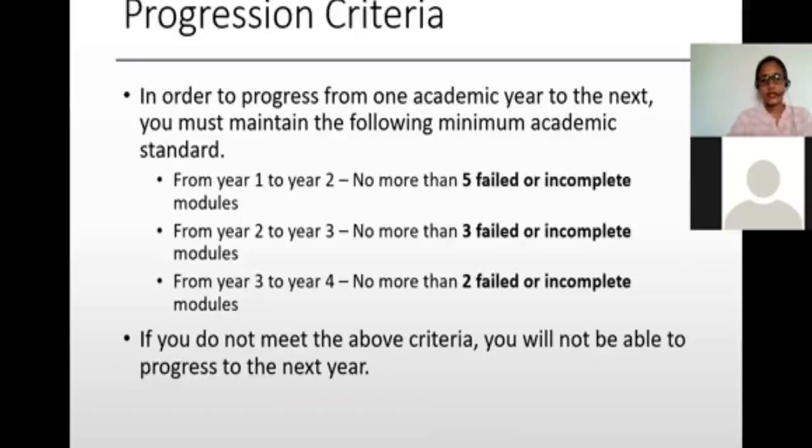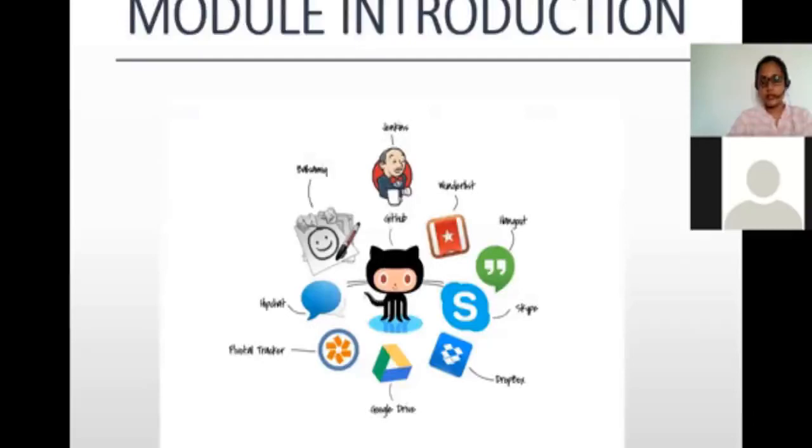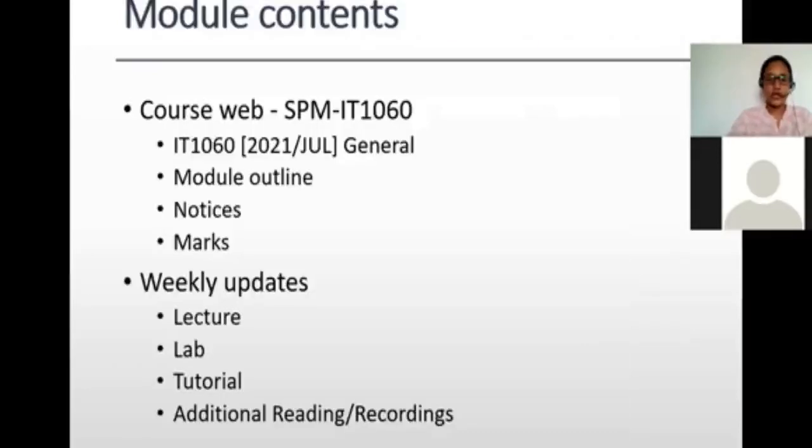So now, these progression criteria you can read later on. We are moving to module introduction, right? Module introduction. Now here we have the course web as I already mentioned. The enrollment key is IT 1060. That is the 2021 July page, right? IT 1060. That is the July page. And there you can find each and everything.